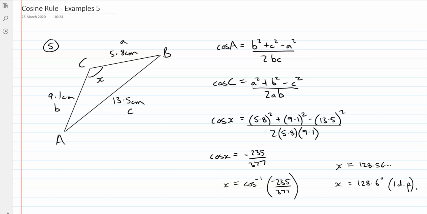So the main thing to take from this video, it's a different letter, as long as they match up, and the other two lengths go in the other part of the formula, then it will work no matter what the letter is. Always try and get the one that you are trying to find as the subject in here to match with this here.